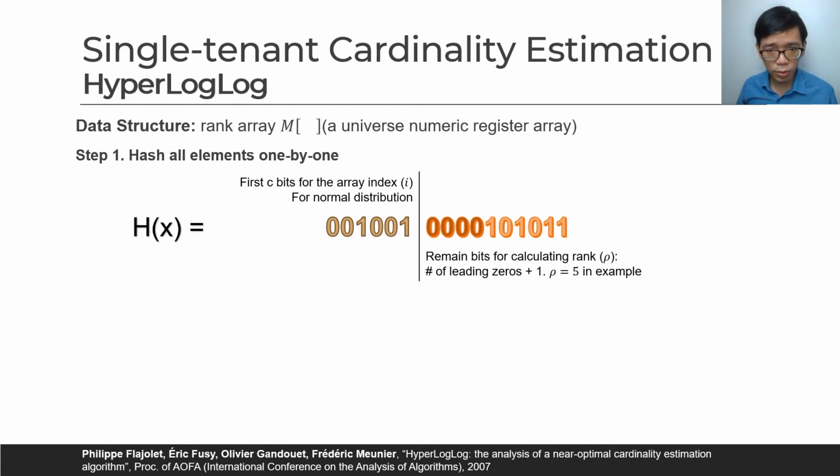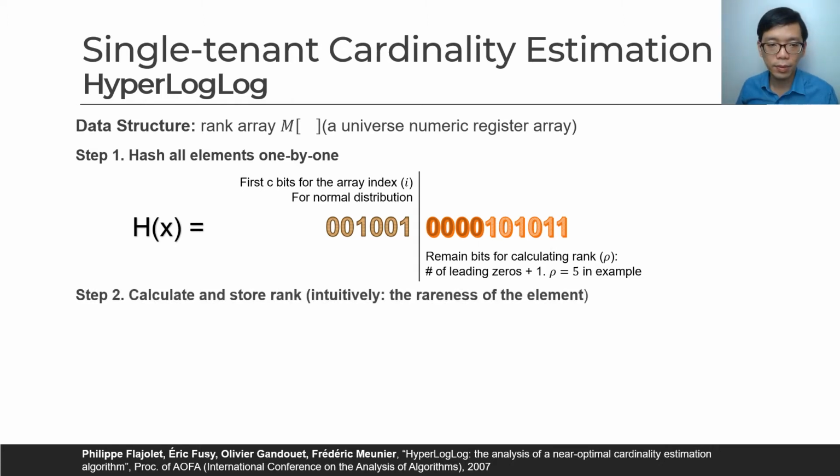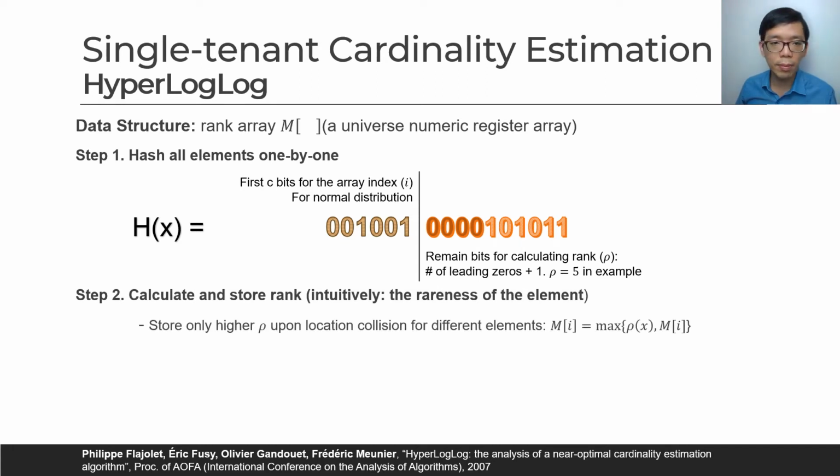The hash value will be divided into 2 parts. The first part decides the position where we will store the rank. And the second part we will use for calculating the rank. Here, the rank is defined by the number of leading zeros plus 1, as shown in this example. The next step, the rank will be stored in the memory using the maximum function. So it only stores the higher rank at the location.